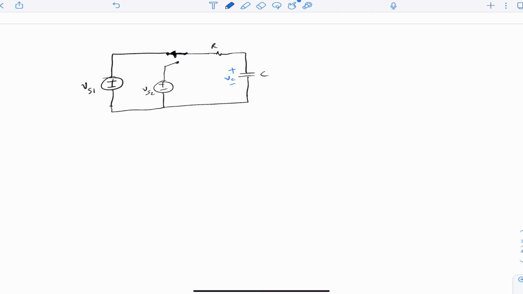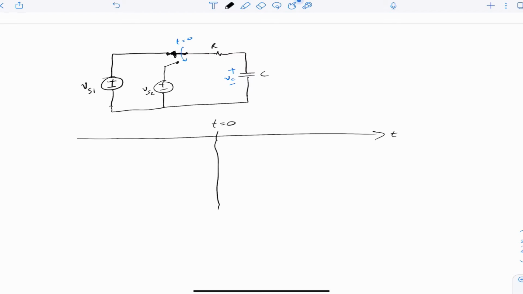In this video, we'll generalize what we did in the last video a little bit more. Now we have two sources instead of just one, and at time 0, we flip the switch from Vs1 to Vs2. So drawing a timeline, let's use this to figure out what happens.